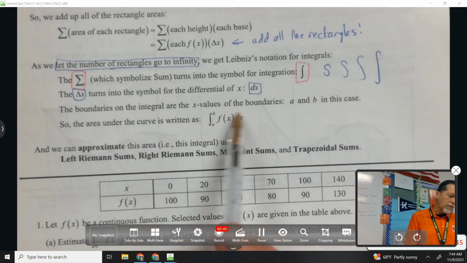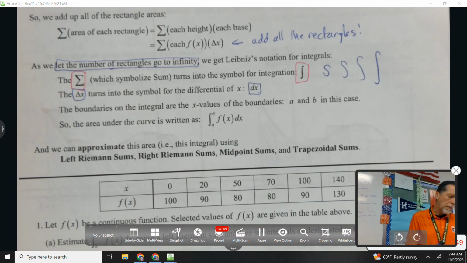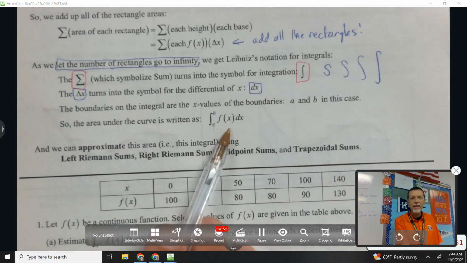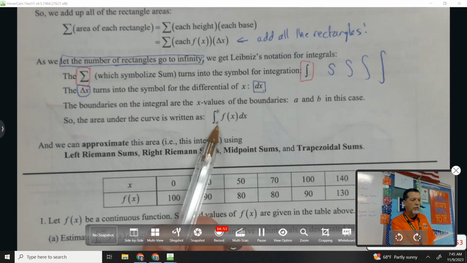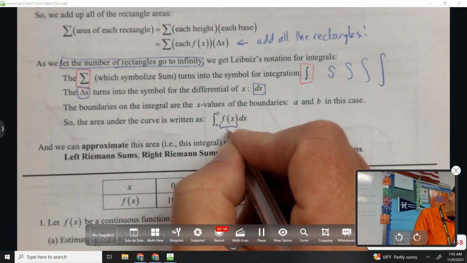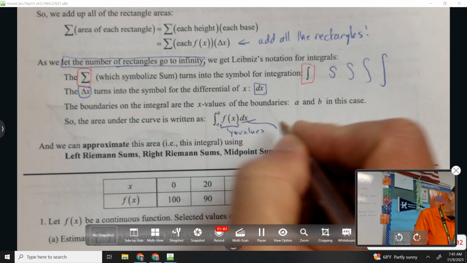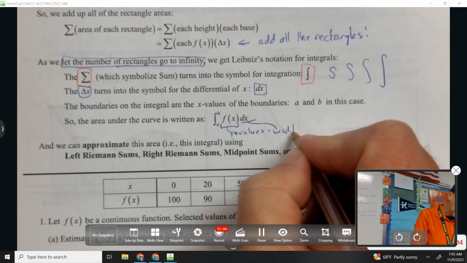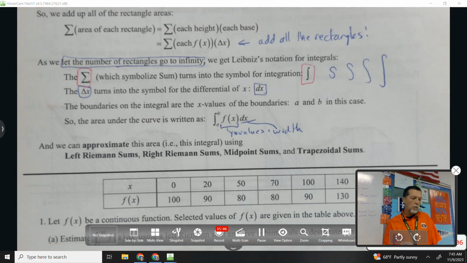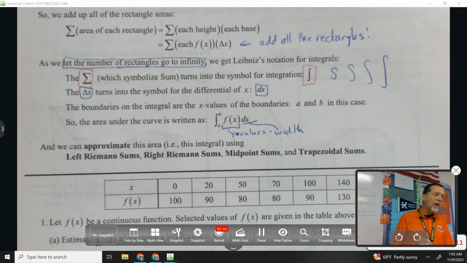So the boundaries of the x values are a and b, from a to b. This is a different way to write the area under that curve. From a to b, add up all of the y values, that's what f of x is, times dx, that's the width. The y values times the width is the area of each little rectangle. And if you add up all the rectangles, you get the total area.